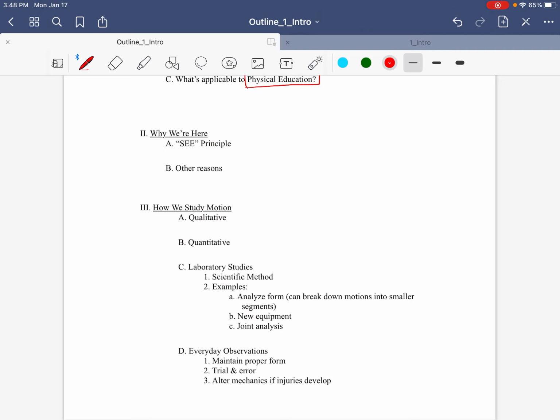Good. So there's other ways to describe motion, but in our first understanding of how we can study human movement, kinesiology, we can do so qualitatively or quantitatively. We can use a laboratory study, or we can just use an everyday observation. Okay? Same idea. There's obviously pluses and minuses to both. What are some positives of a laboratory study? Well, accuracy, validity, reproducibility.